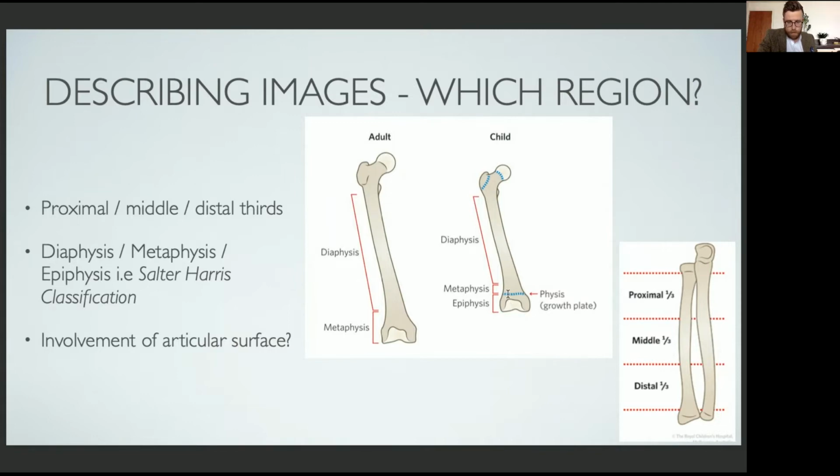in children, it is always worth mentioning whether or not you think that the metaphysis is involved. So the bone is grown between the epiphysis and the diaphysis, and whether you think this region of the growth plate is potentially involved. We'll talk a bit more about Salter-Harris fractures and the patterns in a second. But you also want to ascertain whether the fracture, particularly in joints, is intra-articular, so the fracture line extends up into the joint surface itself, or whether it's an extra-articular component where the joint surface itself remains congruent.